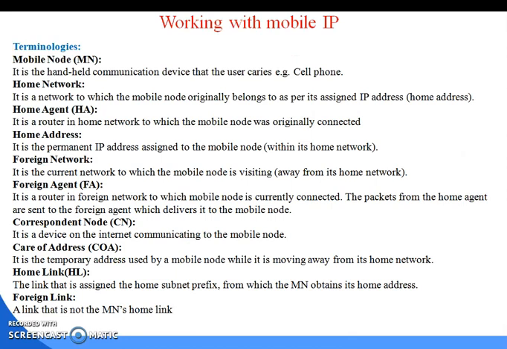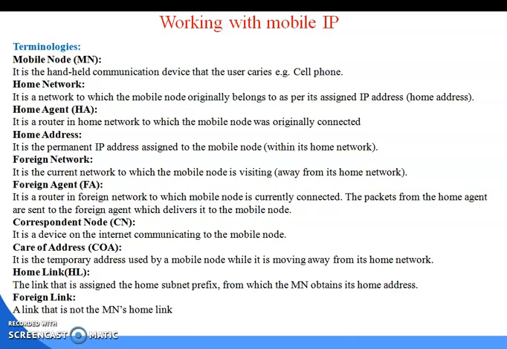So next is working with mobile IP. What are the terminologies used in mobile IP? First is the mobile node (MN). It is the handheld communication device that the user carries, that means a cell phone. Home network is the network to which the mobile node originally belongs as per its assigned IP address or home address.